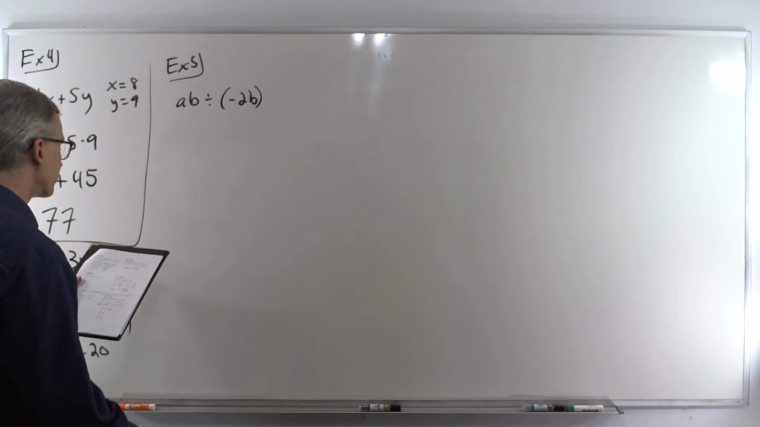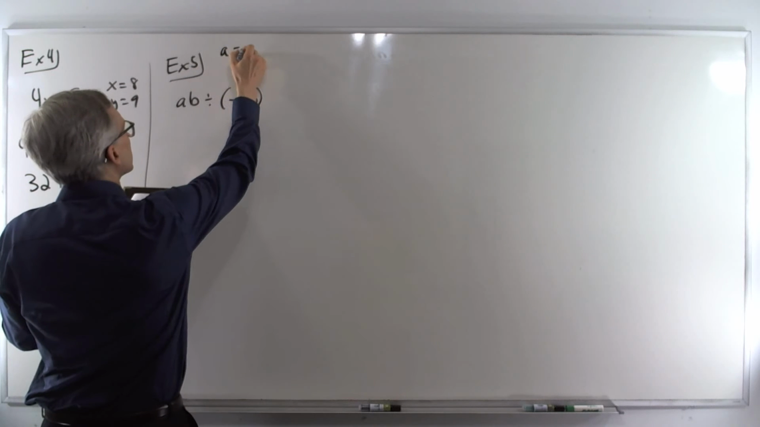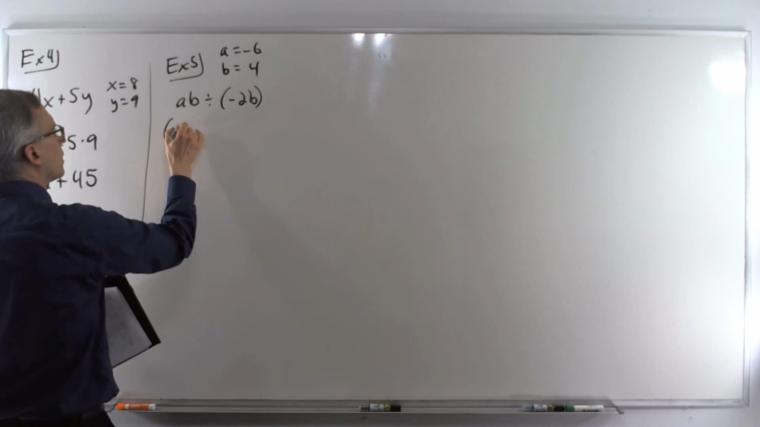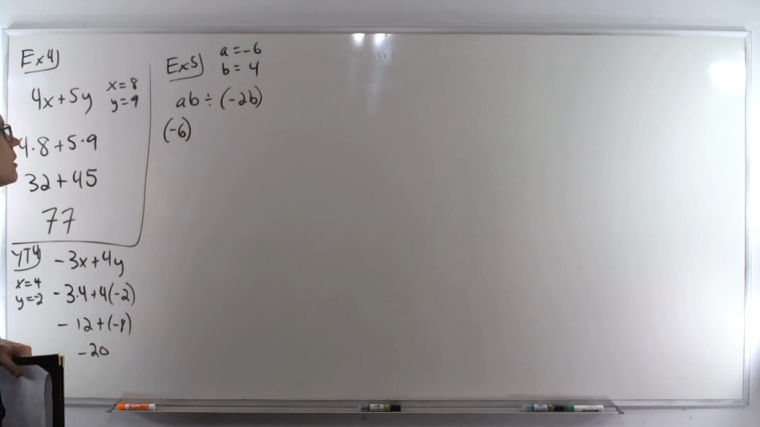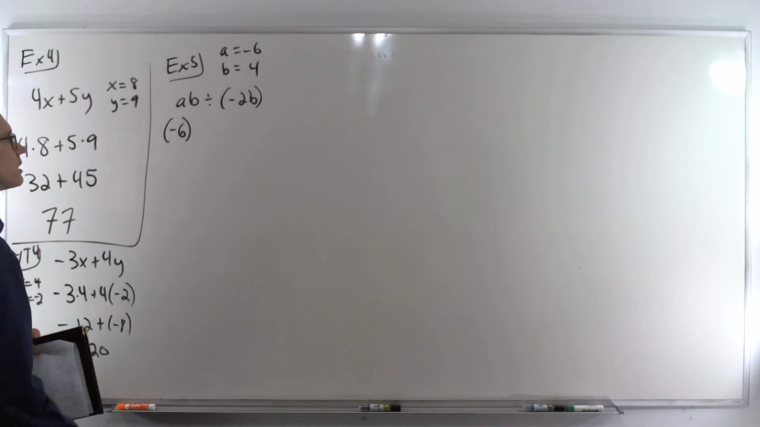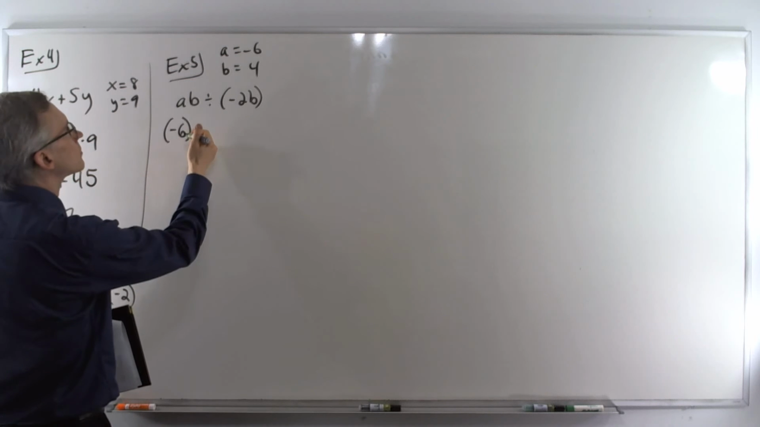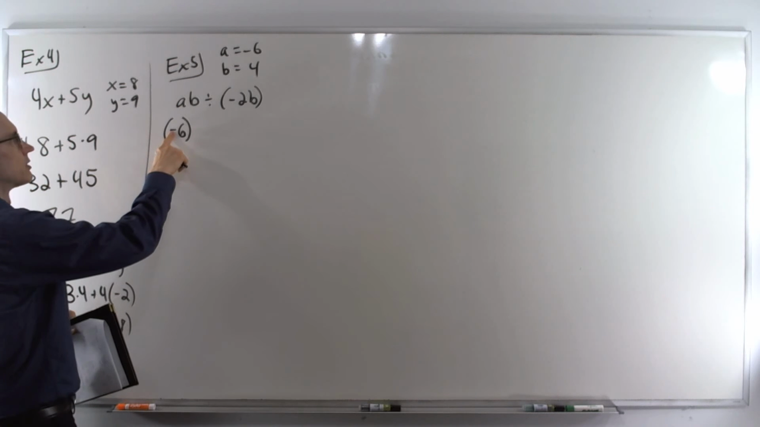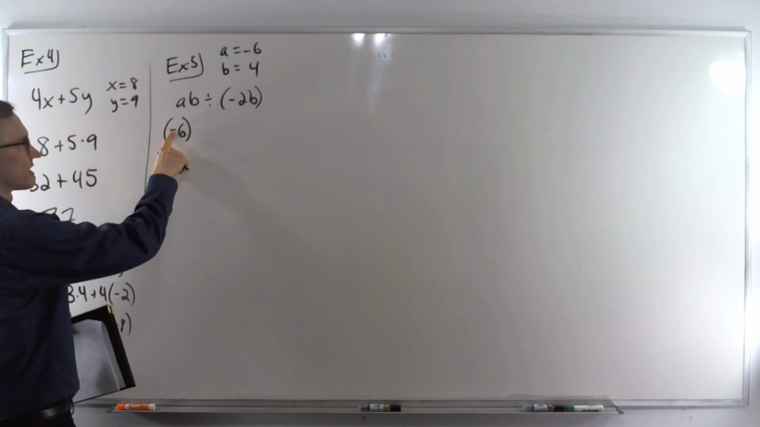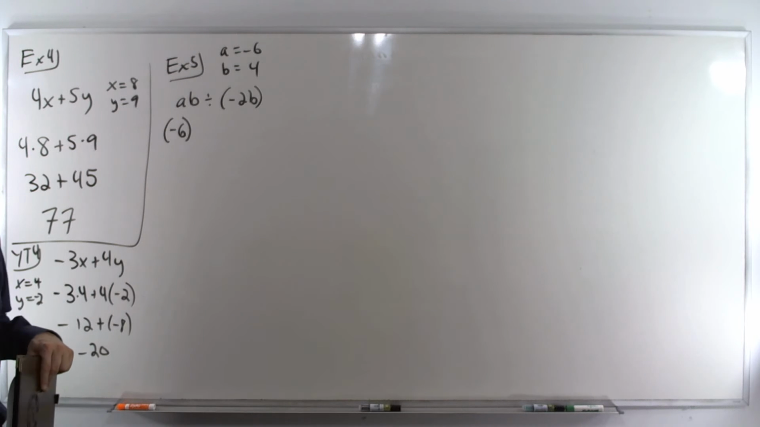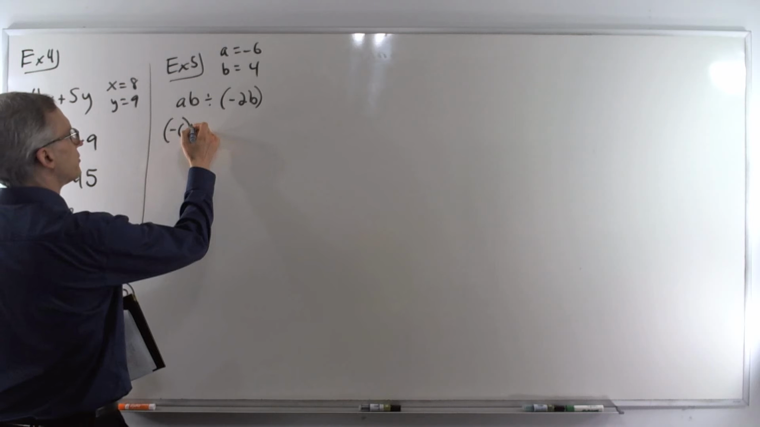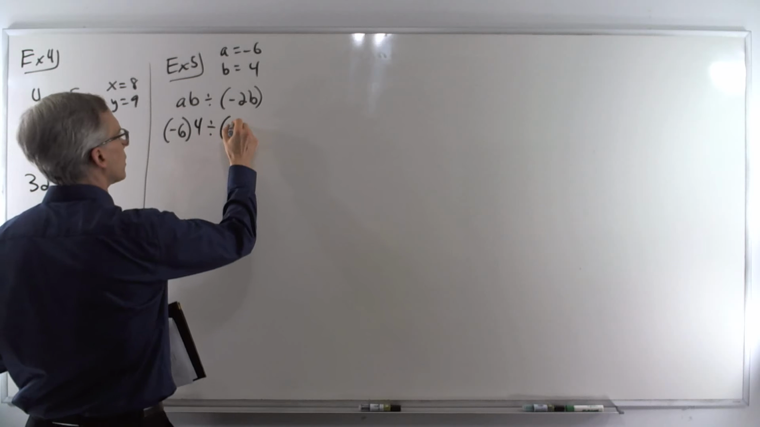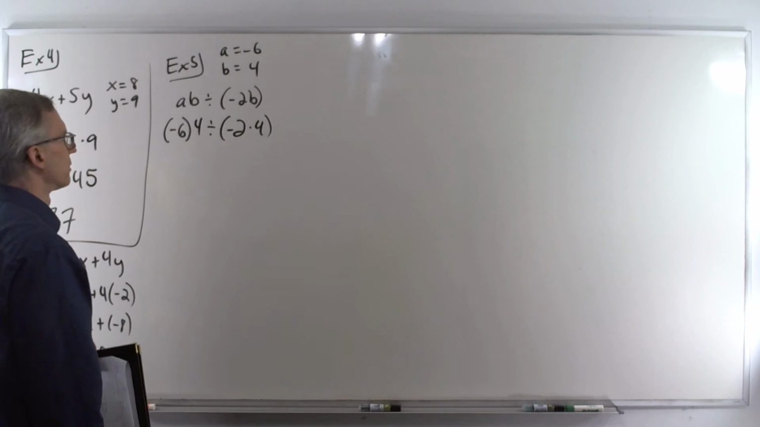We get AB divided by negative 2b when A is negative 6 and B is 4. Now when I plug in negative values, I always put them in parentheses. It's a good idea to do that. When you do this, it becomes impossible to mix that up and interpret it as a negative sign or a subtracting symbol instead. Eliminates confusion. So you got negative 6 times 4 there, and then negative 2 times 4 on the other side.